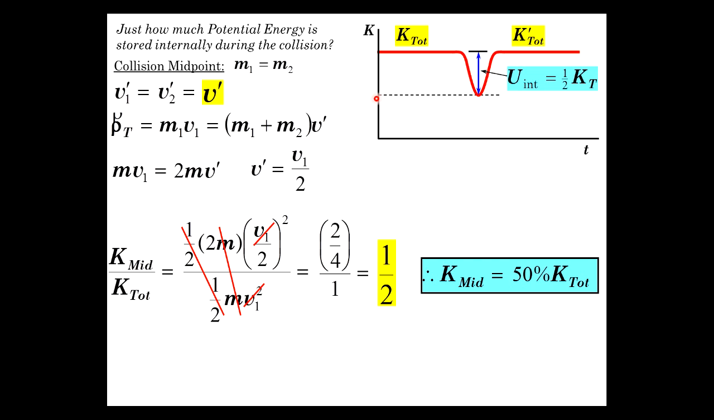And that's what I show here, too. It's the 50% point. So at this point, the total kinetic energy of the system is half what it was at the beginning, and the stored potential energy is the other half. And then that stored potential energy all gets converted back to kinetic energy. So we're just about done with the essential concerns about elastic collisions.